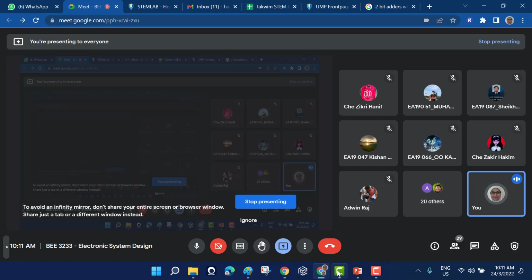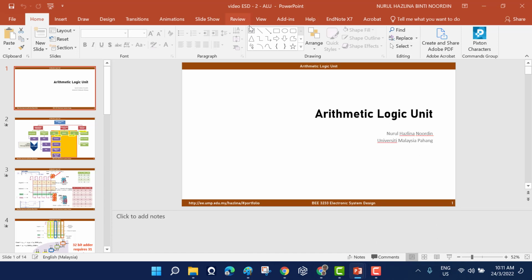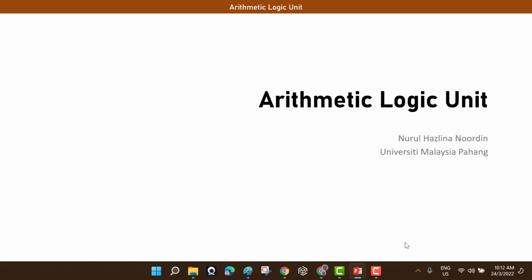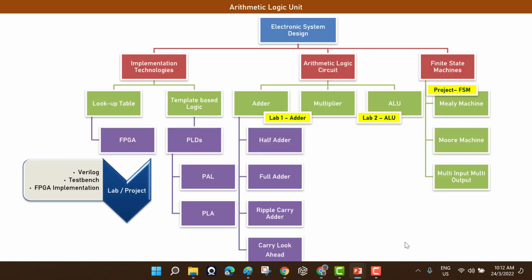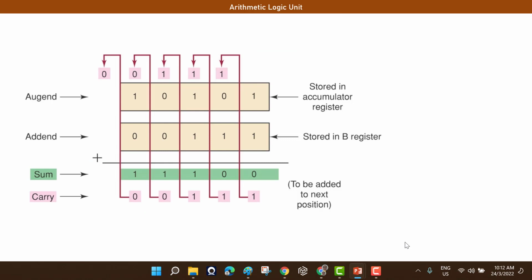There is a request for me to share my slide. However, I have yet to share the slide because this is a PowerPoint slide and I've made it with animation. So to convert it into PDF, some of the things might not appear. So let me convert this into a video tutorial and later I will share this slide to you guys as well.